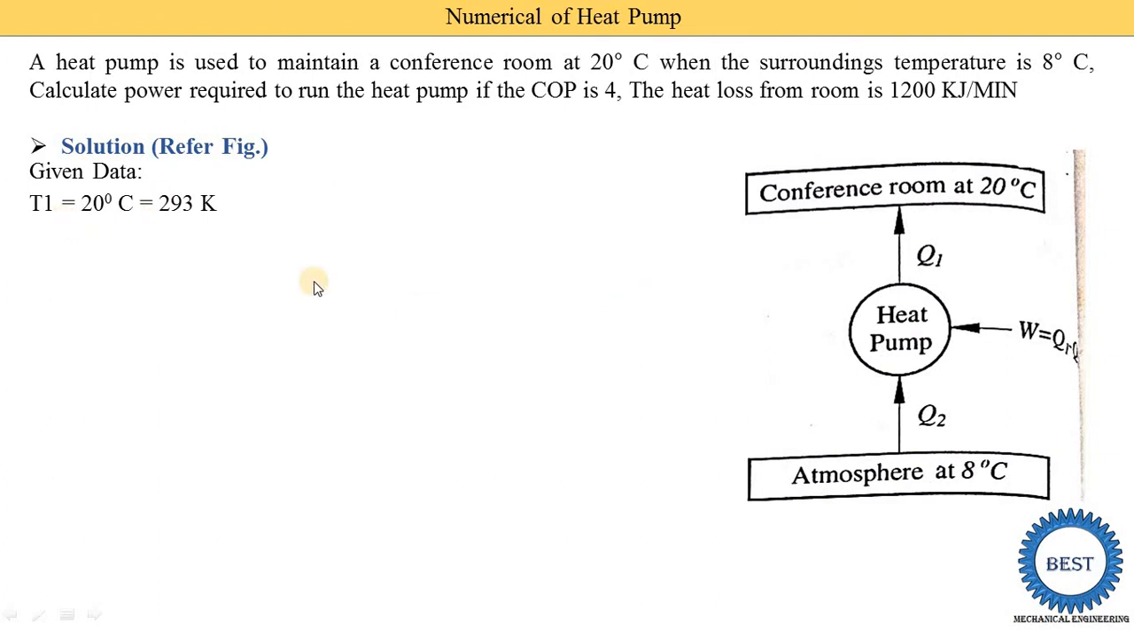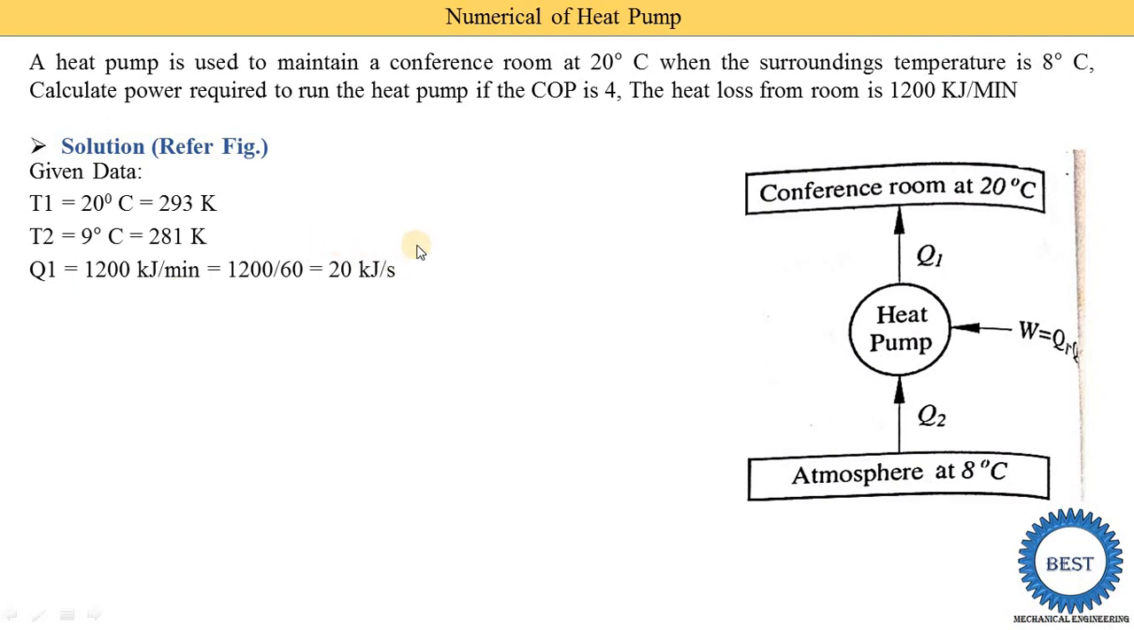T1 is 20 degrees centigrade, the conference room temperature. In Kelvin it is 293 Kelvin, so we need to sum 20 plus 273. T2 is the surrounding temperature, which is 8 degrees. By mistake a 9 is written here, but it is 8 degrees. So 273 plus 8 is 281 Kelvin.